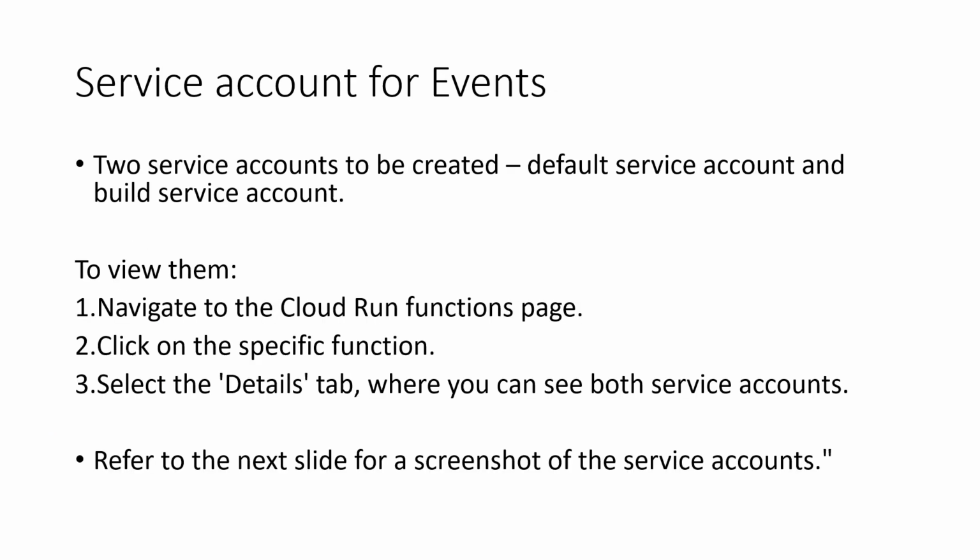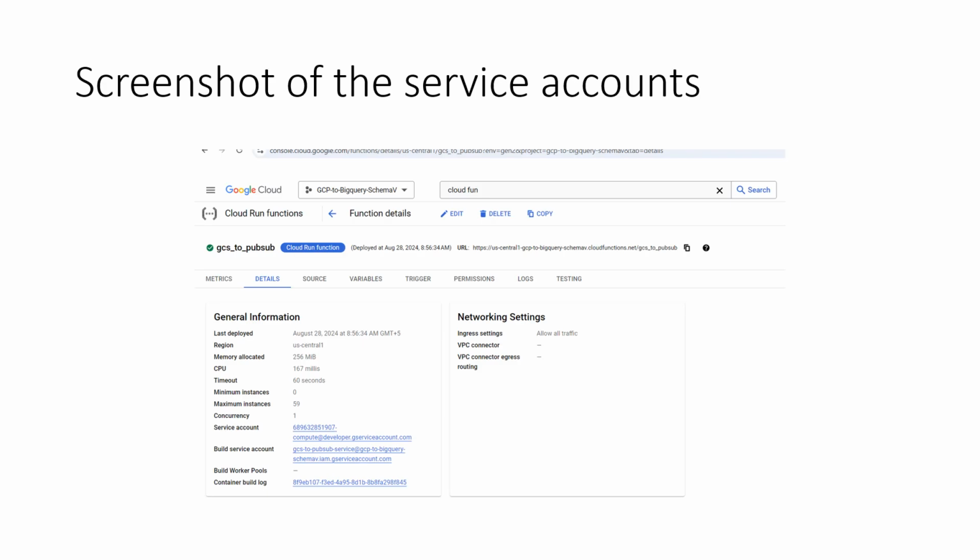After choosing the Cloud Run functions, we have to create a service account for events. Two service accounts could be created. One is the default service account, which is already present, and the other is the build service account. To view them, navigate to the Cloud Run functions page, click on the specific function, and select the details tab, where we can see both service accounts. Refer to the next slide for the screenshot of the service accounts. Below is the screenshot of the service accounts, the default service account and the build service account.